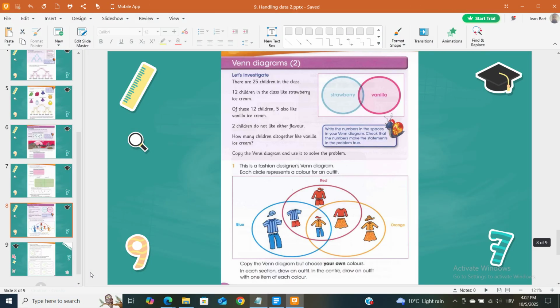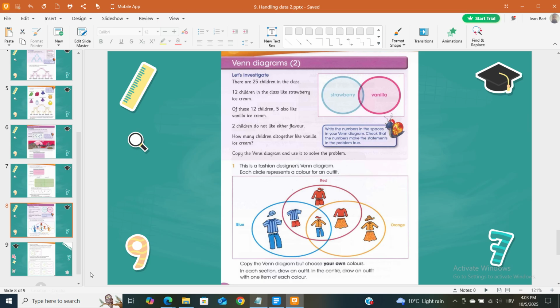Venn diagrams. Let's investigate. There are 25 children in the class. 12 children in the class like strawberry ice cream. Of these 12 children, 5 also like vanilla ice cream. 2 children do not like either flavor. How many children altogether like vanilla ice cream? Strawberry, vanilla. Write the numbers in the spaces. In your Venn diagram, check that the numbers make the statements in the problem true. Copy the Venn diagram and use it to solve the problem.